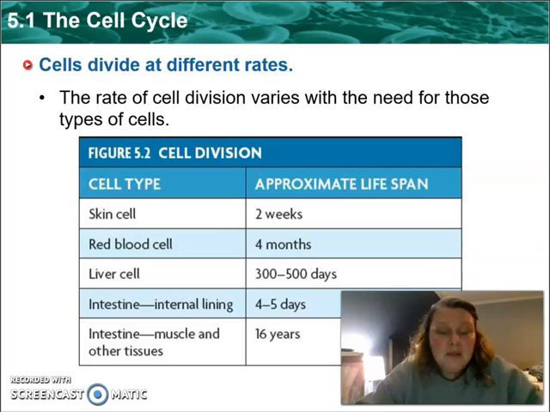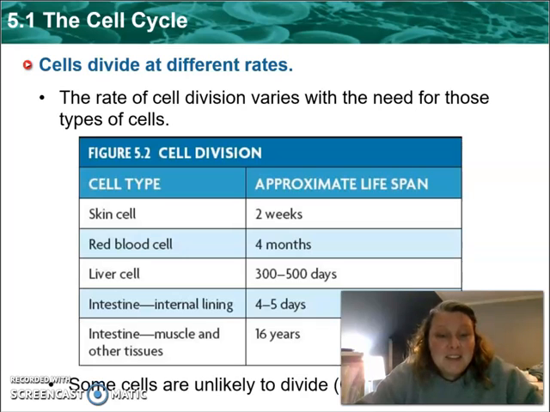Whereas a red blood cell can last for about 4 months, and your liver cells can last about 300, 500 days. Your intestinal lining, that's the part of your body that helps with digestion, is constantly being bombarded by food and water and stomach acids, so it gets replaced about every 4 to 5 days. And then your muscle cells and your bone cells, often those cells don't divide and replicate for about 16 years. There are even some cells that don't divide. We'll talk about those in a second.